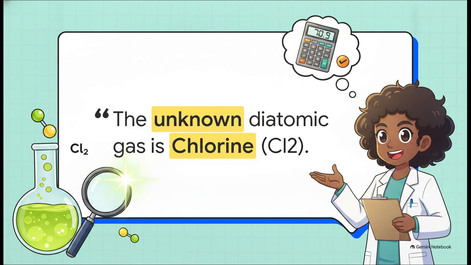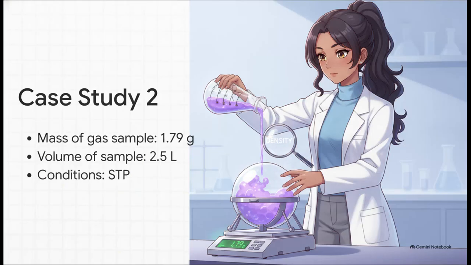Chlorine gas, Cl2, has a known molar mass of 70.9 grams per mole. The math perfectly, and quite undeniably, narrowed down our suspect. Case 1 is officially closed. Okay, let's see how this builds in our second case study.